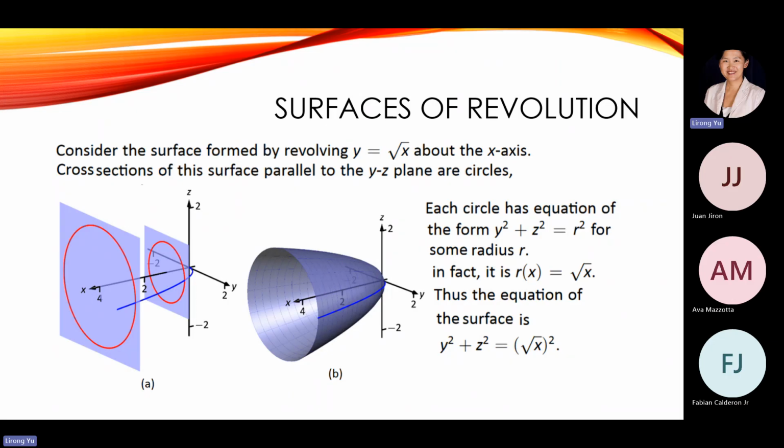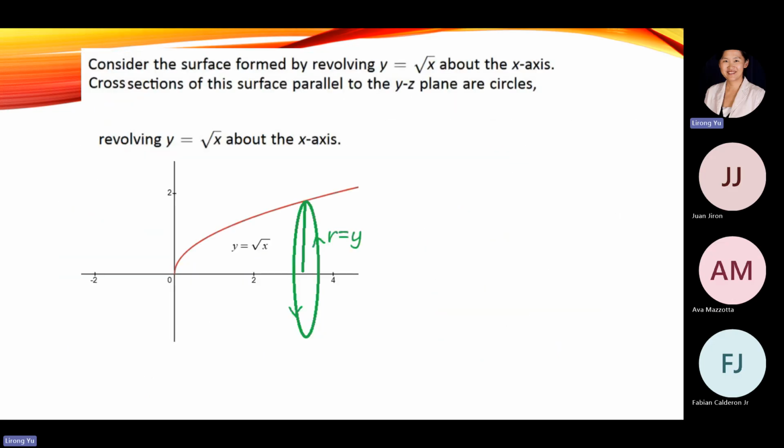Okay? And then in the two-dimensional case, if you rotate y equals root of x about the x-axis, the radius equals the y value. If it's equal to the y value, then it equals root of x. So r equals root of x in the two-dimensional case. So when we compare this to the r squared equal to y squared plus z squared, therefore r squared equals x. That last equation is the actual equation of this surface of revolution.